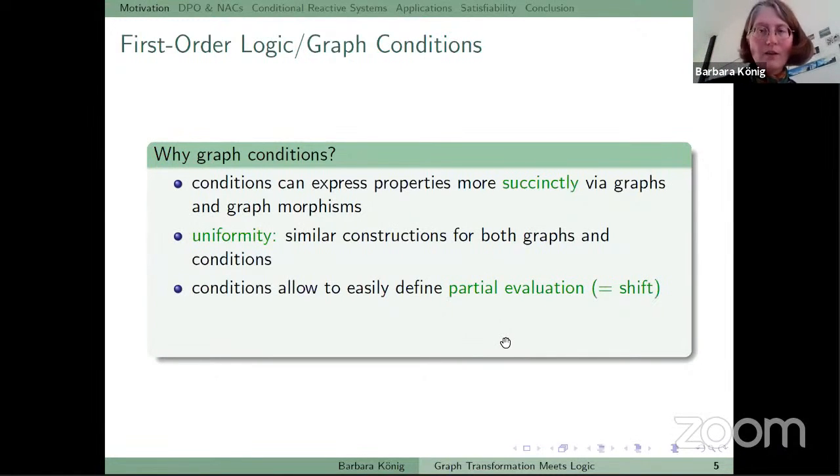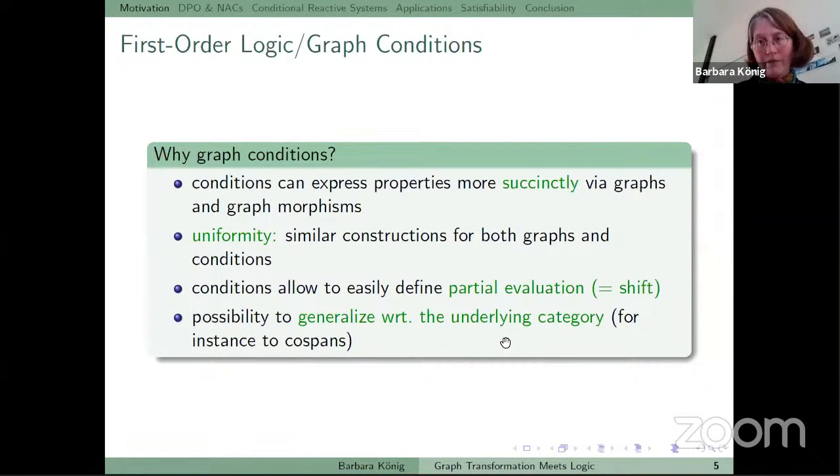Then there's also one very nice thing you can do with the graph condition that I just showed you, that I have no way of doing directly in first order logic: you can do some kind of partial evaluation, or shift. I'll say more later about what this means and why it is interesting. It's a very important operator that you need a lot when you work with these conditions. Also, having another view gives us a possibility to generalize with respect to the underlying category. You could use, instead of directed graphs, hypergraphs or undirected graphs, or, as I will do later, cospans instead of graph morphisms. And I'll tell you why this is useful. So this is a slightly different view, but of equal expressivity to the more classical first order logic.